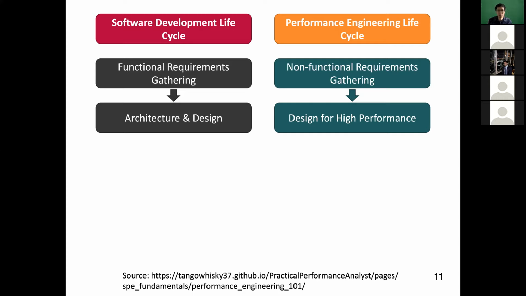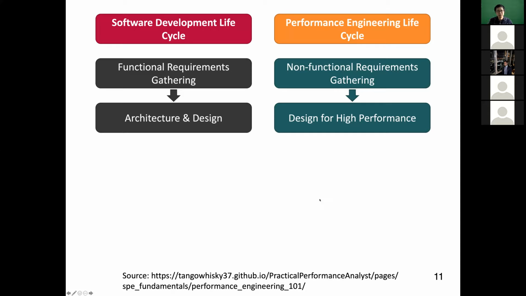And for performance engineering, at this step, we need to consider performance. We need to design for high performance. For example, you have different architecture styles. Maybe one style is not good for performance. Another style is better for performance. You want to opt for the second architecture style because it's better for performance, okay?